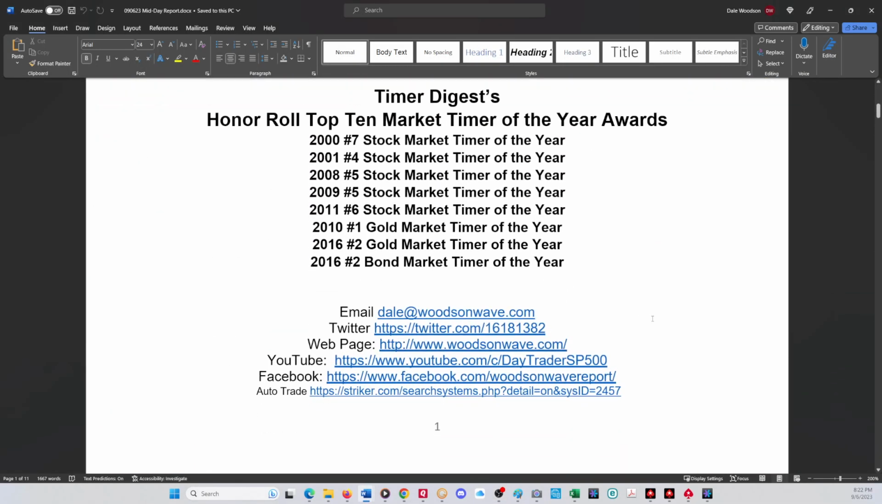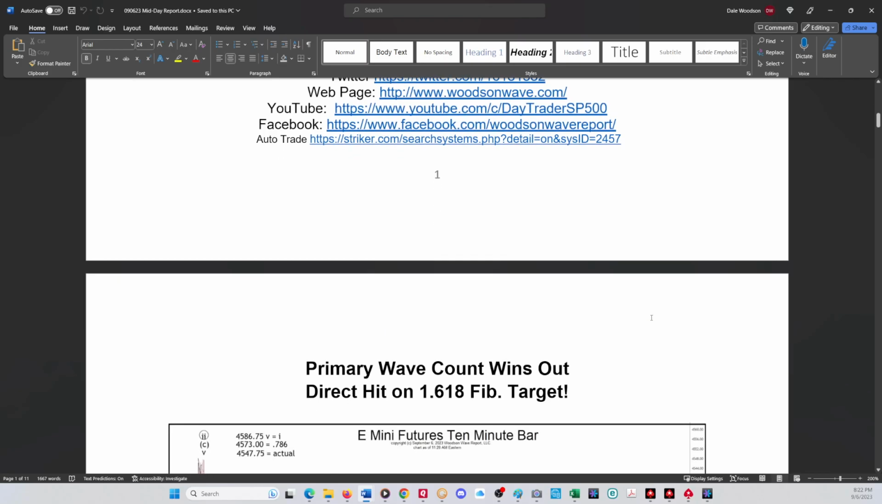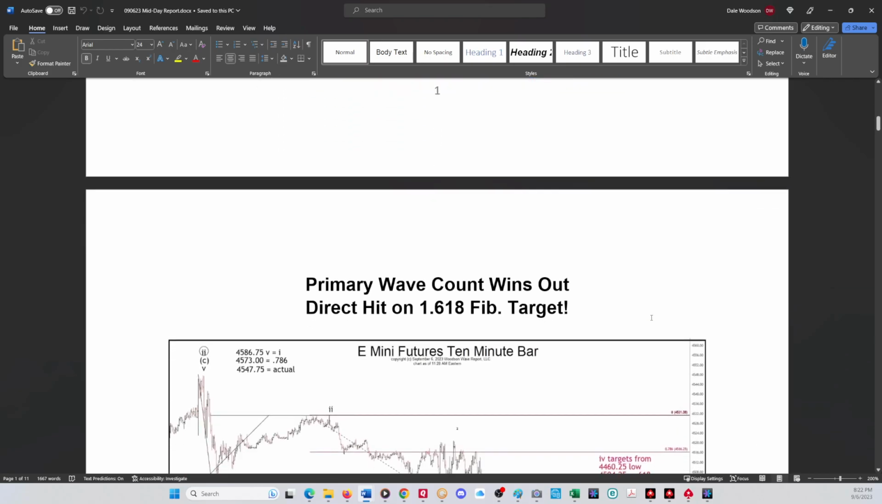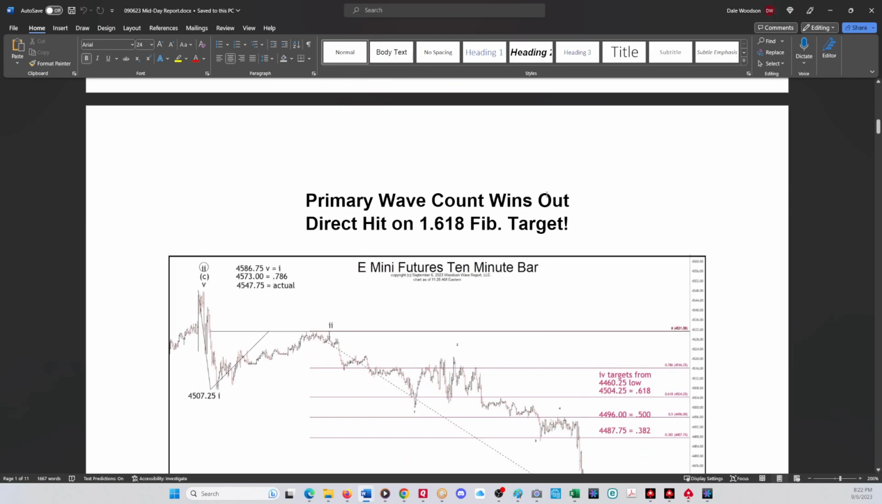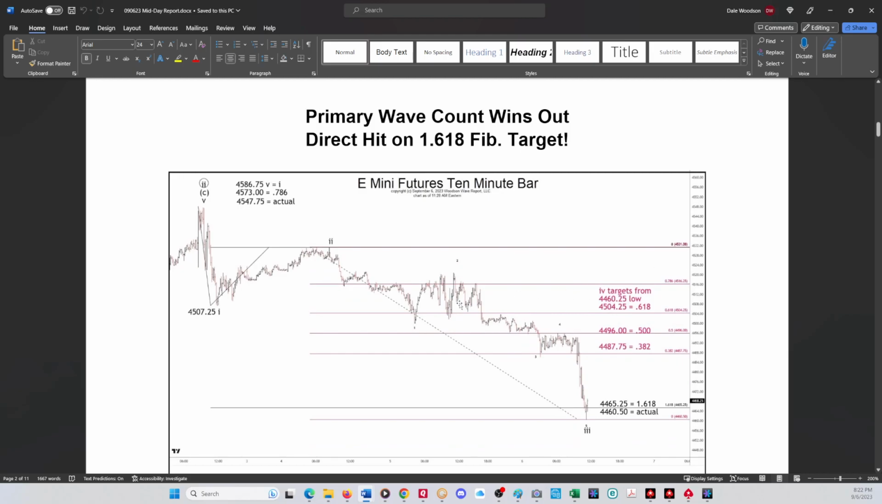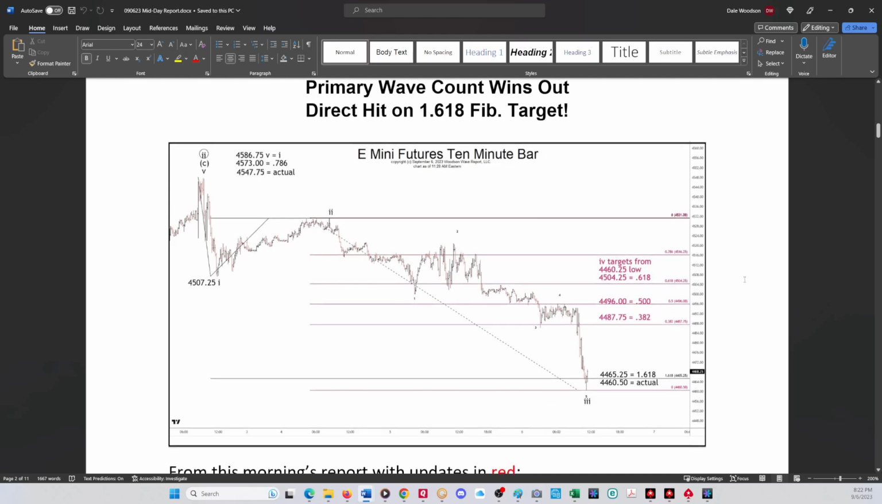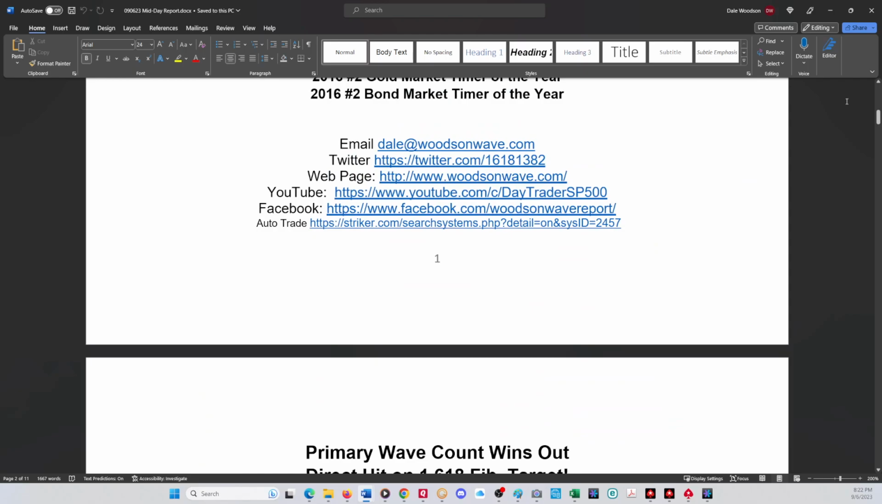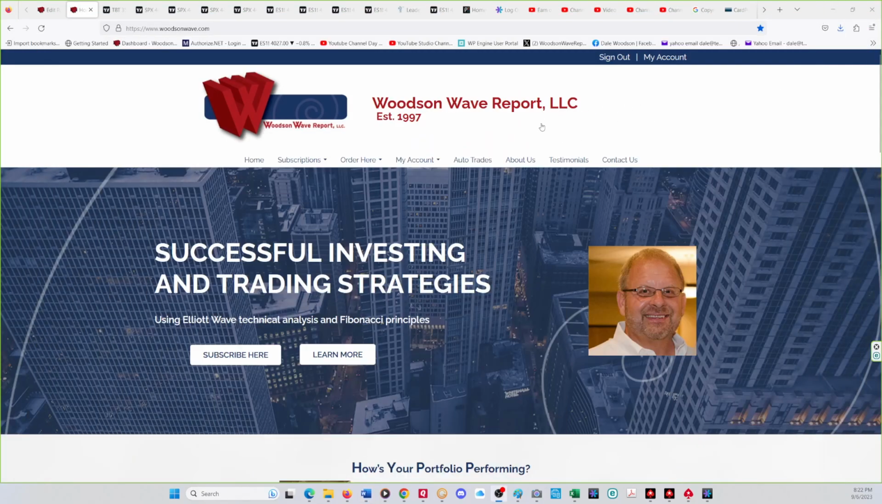This was around, let's see, it looks like 11:29 a.m. Eastern. The primary wave count wins out. Direct hit at that time on the Fibonacci 1.618 target. There you see the 1 down, the 2 up, and the 3 down was right within 5 points of the target there at midday. So we had potential 4th wave up retracements, and then as we know, it went even farther than that. So let's look at the chart here, and then we'll get to the post market.